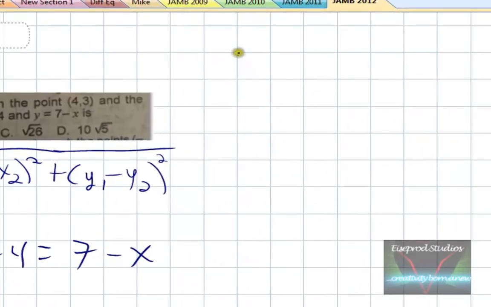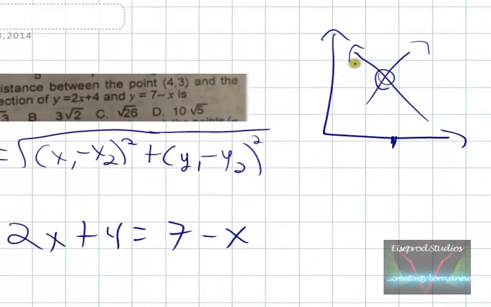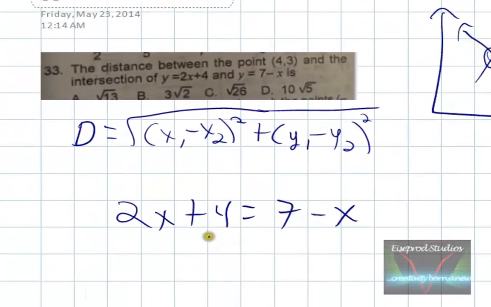And the reason why that works is because here you have a coordinate plane, and let's say you have 2 lines. Where they intersect is where the x value is the same and the y value is the same. And so that's why we set them equal to each other.